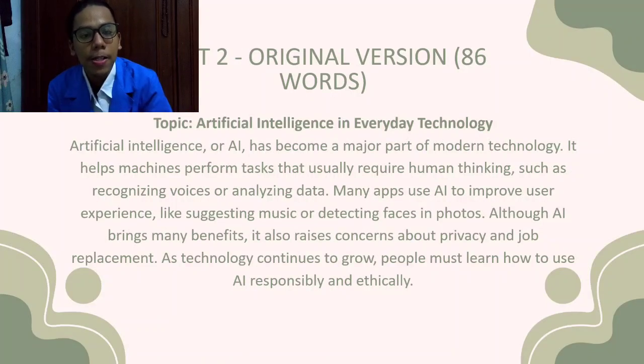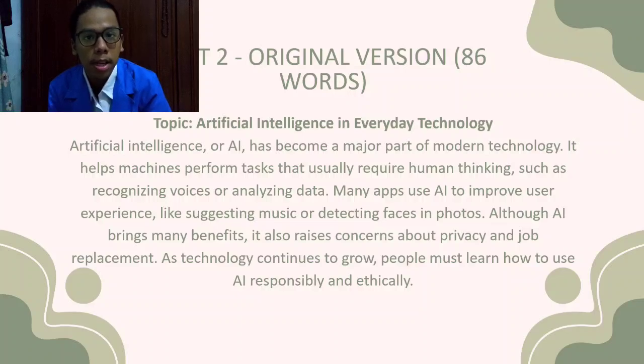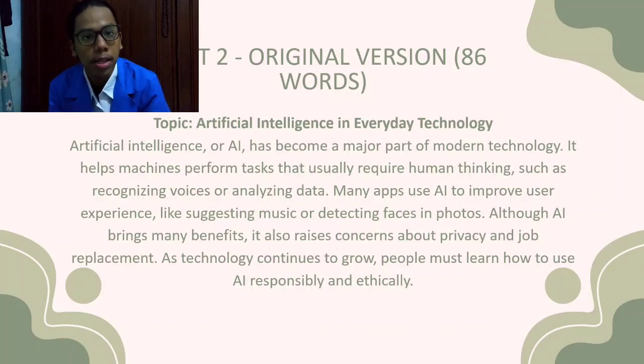Okay, next is text 2 of the original version of the C-test with the fully corrected sentences, or fully corrected text. The topic is artificial intelligence in everyday technology. Here's the text. Artificial intelligence, or AI, has become a major part of modern technology. It helps machines perform tasks that usually require human thinking, such as recognizing voices or analyzing data.